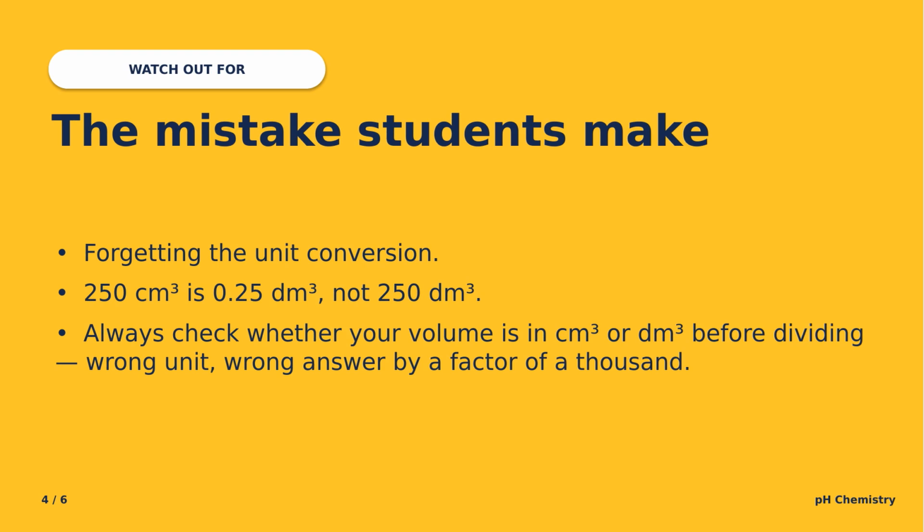Common slip. Forgetting the unit conversion. 250 centimeters cubed is 0.25 decimeter cubed, not 250 decimeter cubed. Always check whether your volume is in centimeter cubed or decimeter cubed before dividing. Wrong unit, wrong answer by a factor of 1,000.